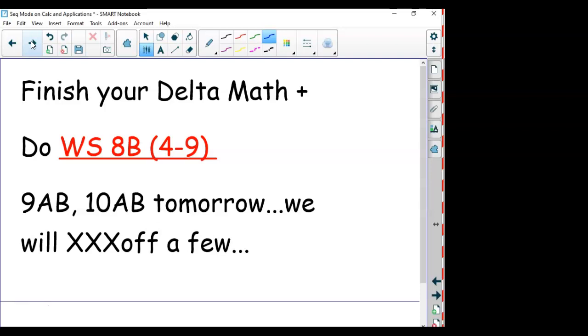On worksheet 8B, the only ones I want you to do are 4 through 9, okay? I don't know what I was thinking. The ones at the top of that worksheet are miserable. Just do 4 through 9. So circle on 8B, 4 through 9. If you want to go beyond that and work on 9 and 10, that's what we're going to just give you time to do in class tomorrow. There are a few I'm going to X out on 9 and 10 as well.